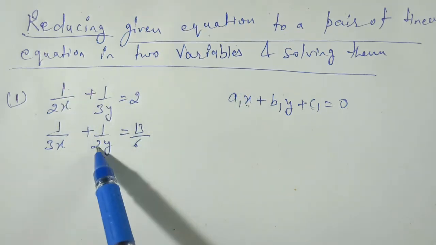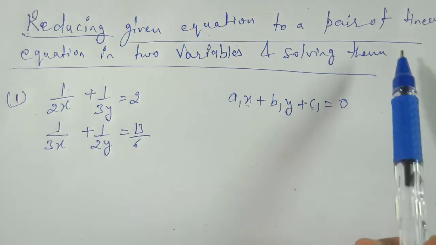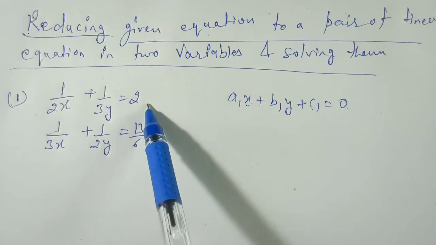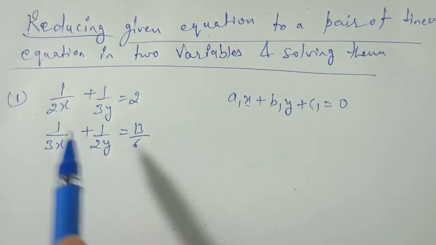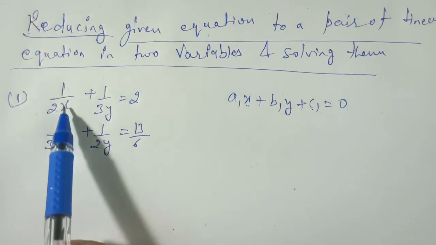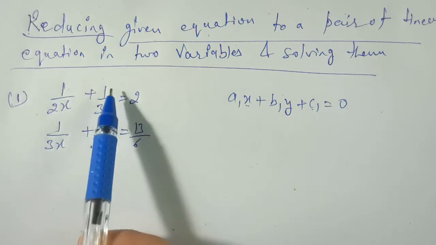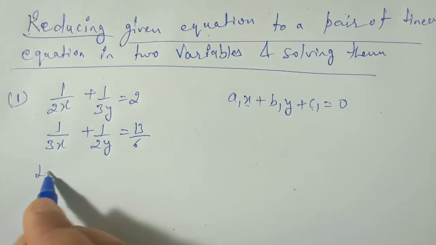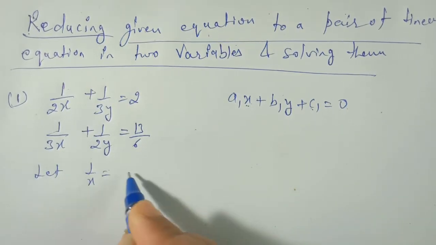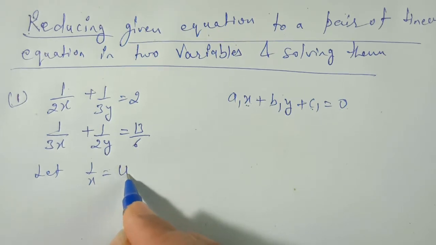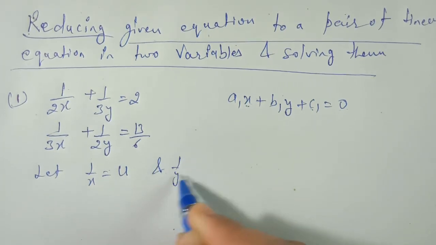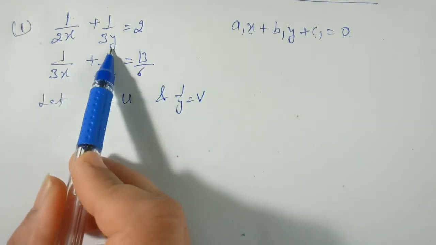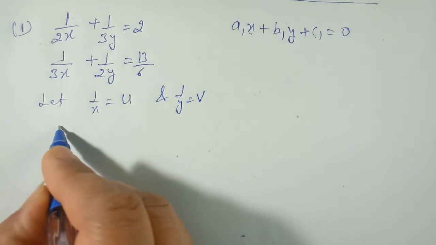So first of all, we have to reduce them, convert them into linear equations in two variables form, and then solve accordingly. What we're going to do is take 1 upon x equal to some other variable and 1 upon y equal to some other variable. Suppose we let 1 upon x equal to u, and 1 upon y equal to v. Then in place of 1 upon x and 1 upon y, we're going to substitute these two variables.